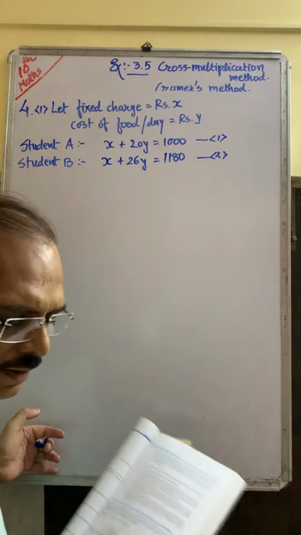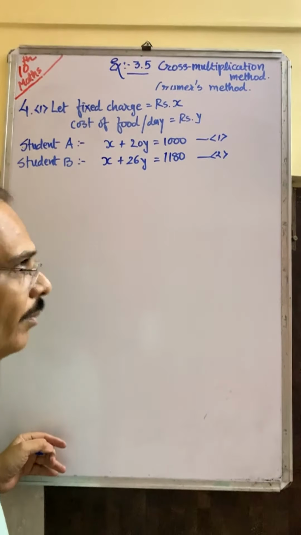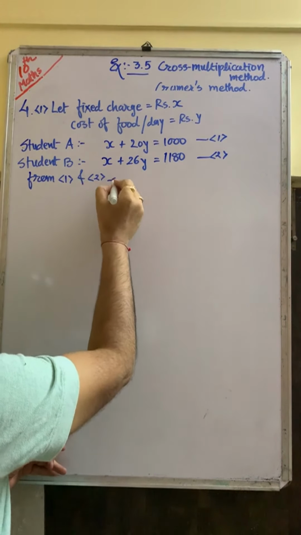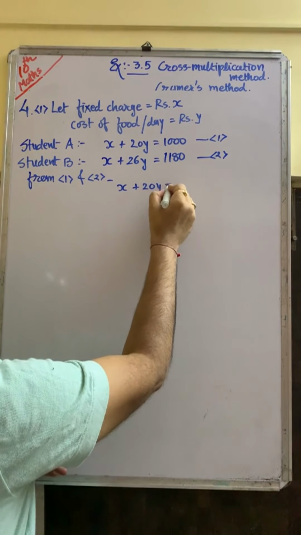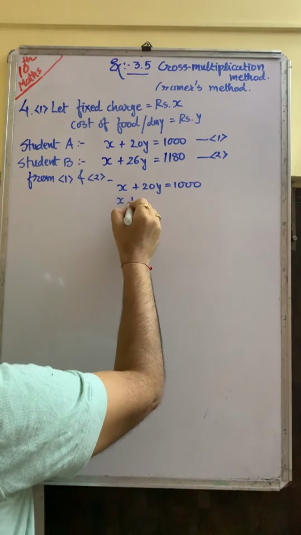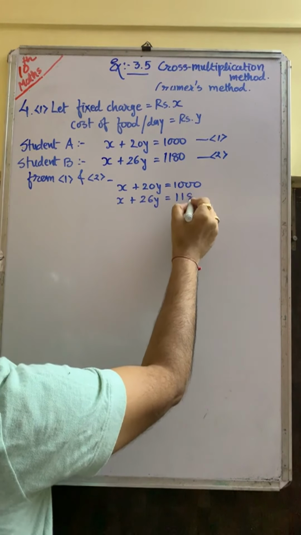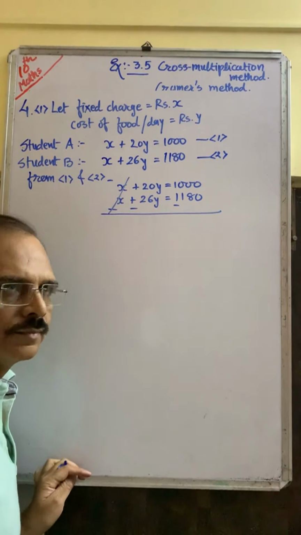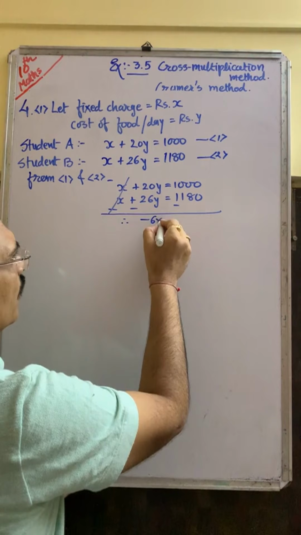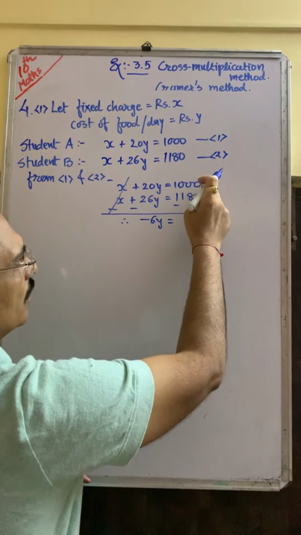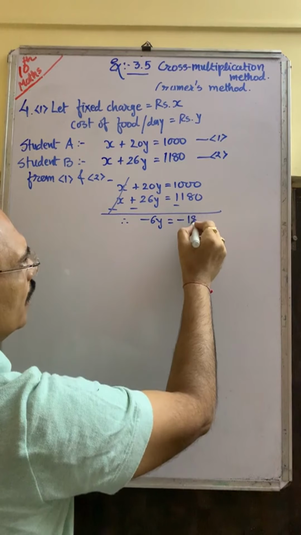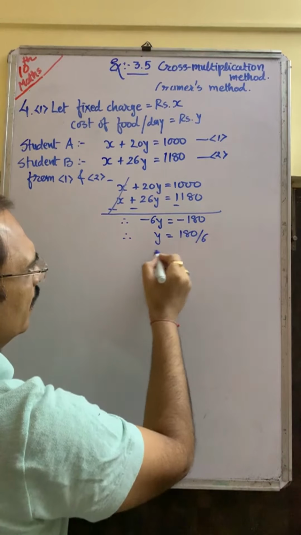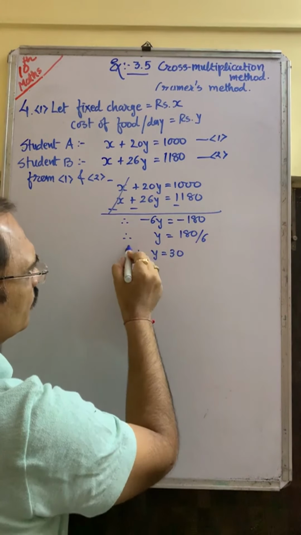Now find the fixed charge and per day charge. Simple. From 1 and 2 eliminate. Elimination is a very simple method. See, x plus 20y equals 1000. x plus 26y equals 1180. Change the sign. Plus x and minus x cancel. 20 minus 26 is minus 6y. 1180 minus 1000 is 180, and the sign is of the bigger number, minus 180. Minus minus plus, 6 moves to the other side. 180 divided by 6, so y equals 30.